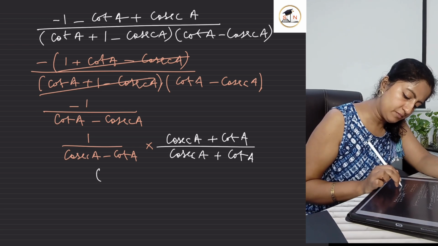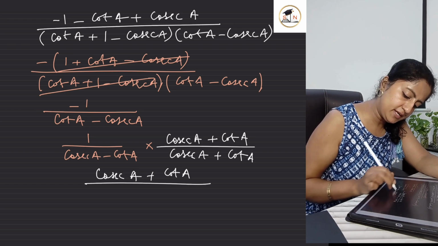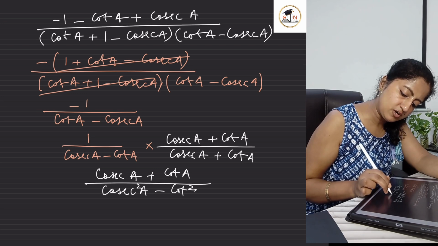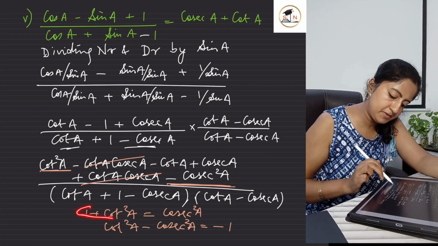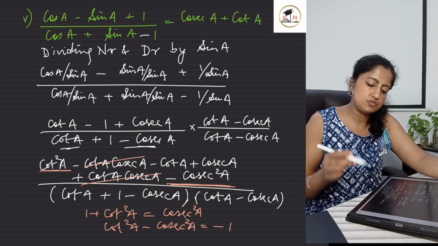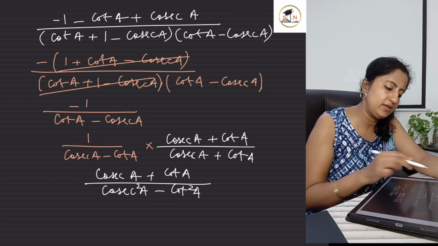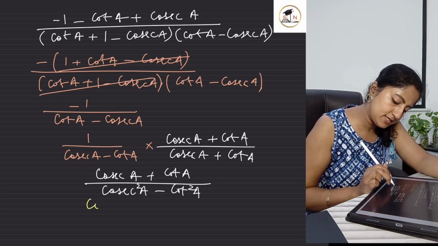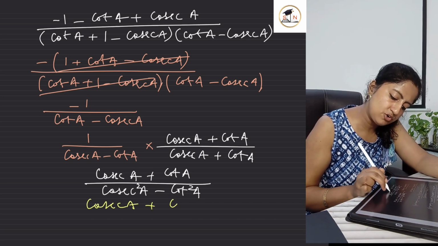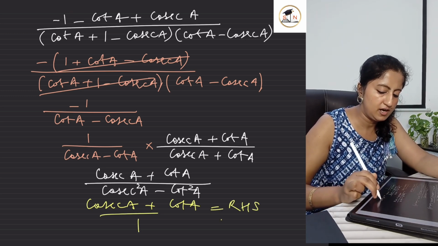So now what do we get in the numerator? We get cosec A plus cot A. The denominator gives us cosec square A minus cot square A. I'm going back to the previous slide where we had written the identity, 1 plus cot square A equals cosec square A. So now if I take cot square A on the other side, I'm left with 1, and that is what we have over here. So now we are just ending the quotient and we have cosec A plus cot A divided by 1, and hence this is equal to your RHS.